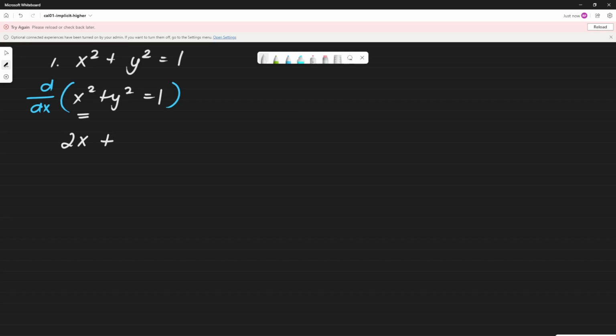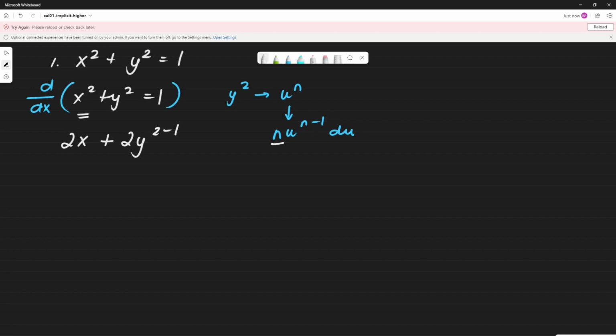The derivative of y squared with respect to x, gagamitan din natin ng chain rule. Yung y squared natin is in the form of u raised to n. So pag kinuha natin yung derivative nito, ang lalabas is n u raised to n minus 1 du. So we have 2 for our n. Then we have u. What is our u? Of course, yung y natin. Then we have n minus 1, so we have 2 minus 1.